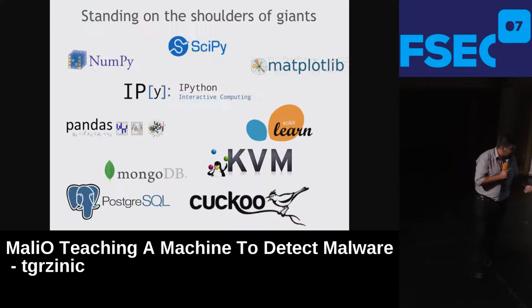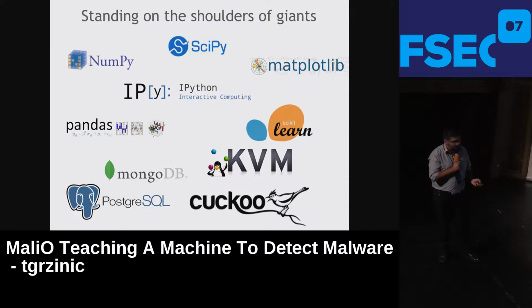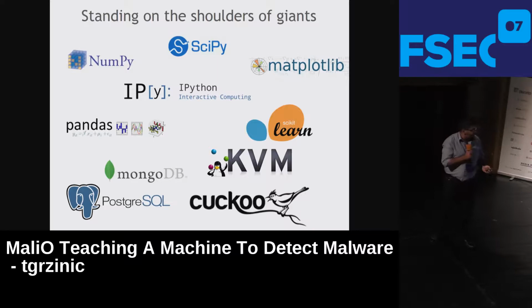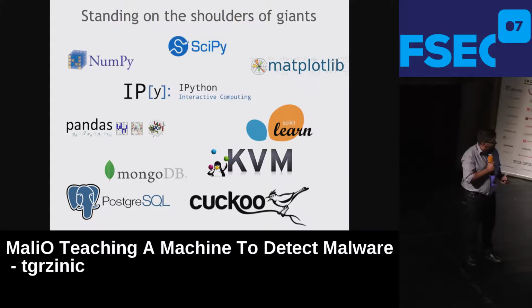It's simple. So I'm basically using only open source. I'm standing on the shoulders of giants. Basically the classic scientific Python stack. I'm using NumPy, IPython, Pandas, scikit-learn. I'm running the analysis thing in KVM. I mentioned Cuckoo earlier. And basically, I use Mongo and Postgre for storage.